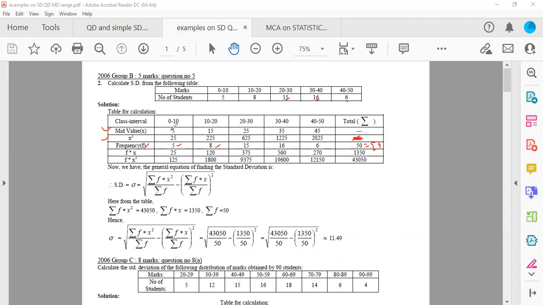Fx is simply f into x. This is x, and this is f. So write f into x: 5 into 5, 25. Similarly, 15 into 8, we have 120, right? Similarly, 25 is x and the corresponding frequency is 15, so we have 375, and so on. Then calculating all these fx, we have the summation fx.